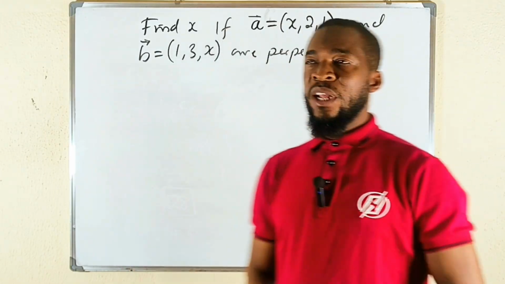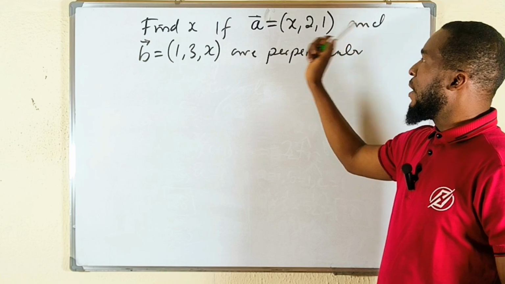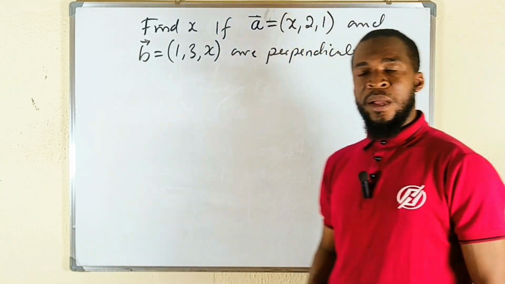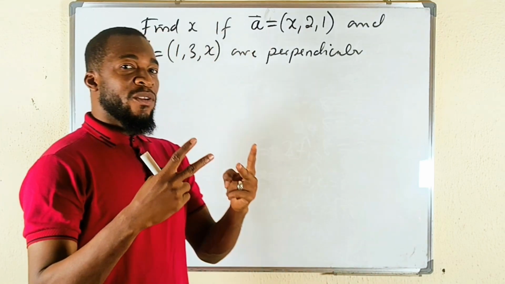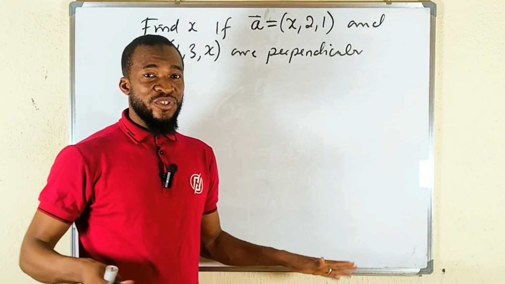Here is another question under dot product. We are asked to find the value of x if the vector A and vector B are perpendicular. Remember, if two vectors are perpendicular, their dot product must be equal to 0 because there is no projection.